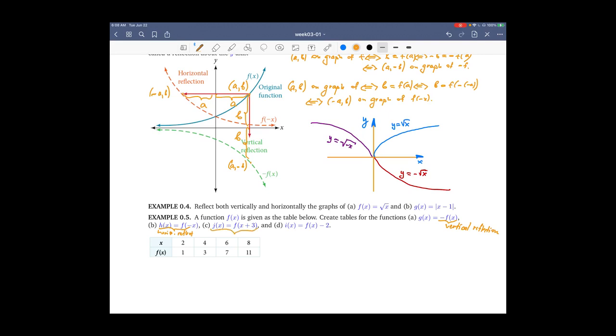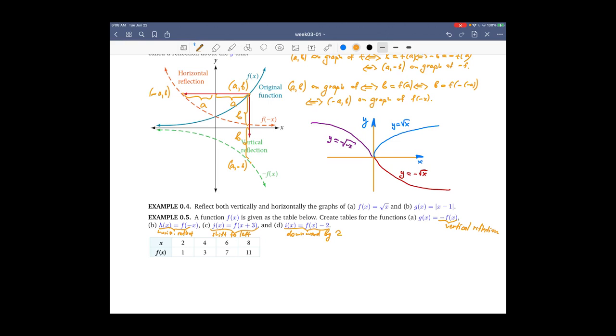In part C, we have function j. That we realize is a horizontal shift by 3 units to the left. And in part D, we have a vertical shift by 2 units downward. Okay, let us construct the tables.